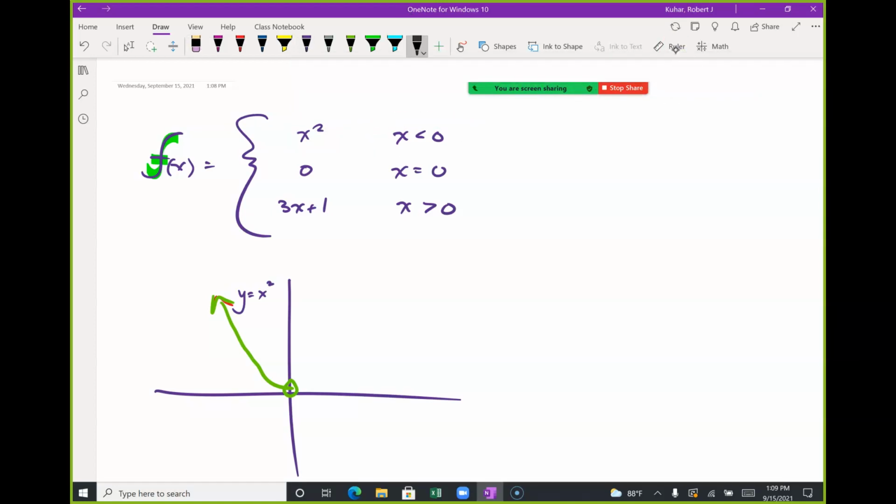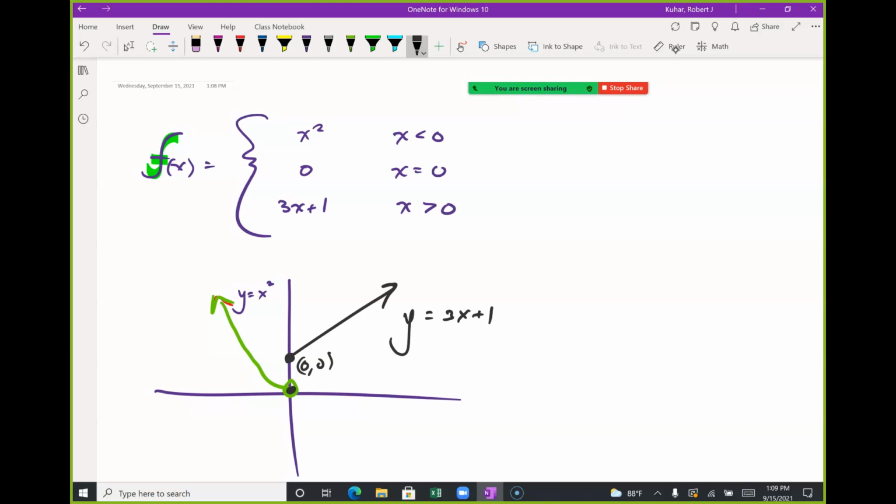The next point is 0, 0. Right? So 0, 0 is on my graph. And the last piece is y equals 3x plus 1. And I'm simply going to graph that. When x is 0, I get a 1. And then there's my slope of 3x. So pretty darn easy to graph piecewise functions, right? Either it's a mother function.